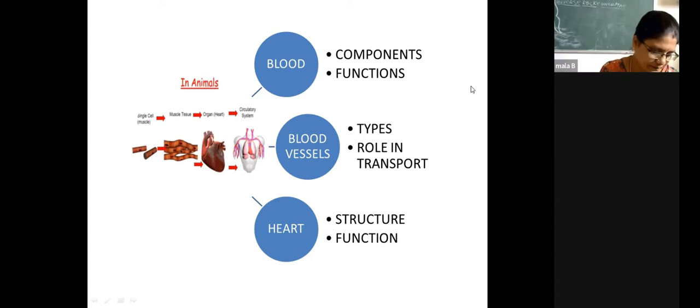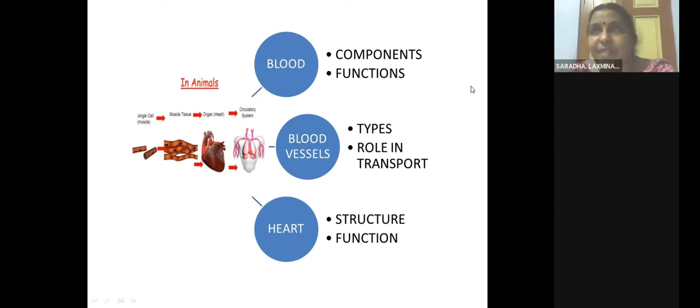Now, we'll go with this. In the case of animals, first, as I told you, we have the various important components of a transporting system. We are learning only about human beings here. In the case of human beings, you have a medium through which everything is getting transported. We call that blood, and the blood vessels play a very important role in transporting this blood, and you have the pumping organ, namely the heart. Now, we can ask questions like this.